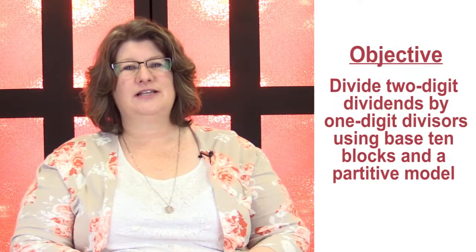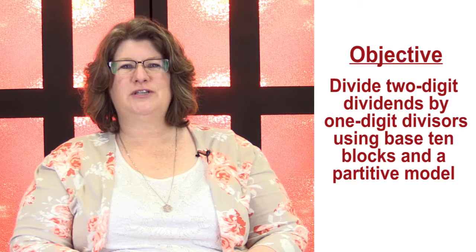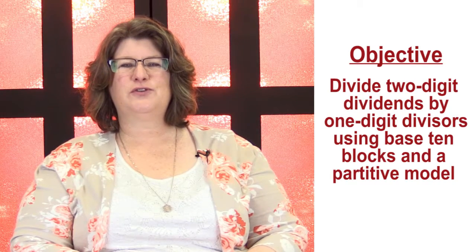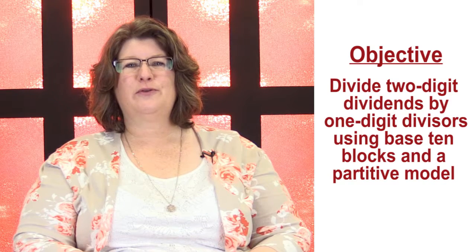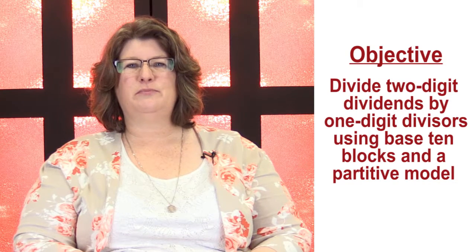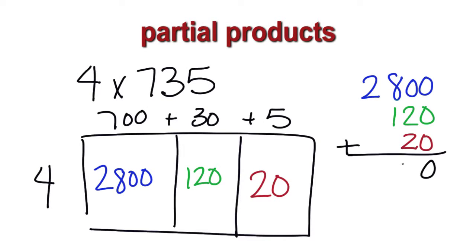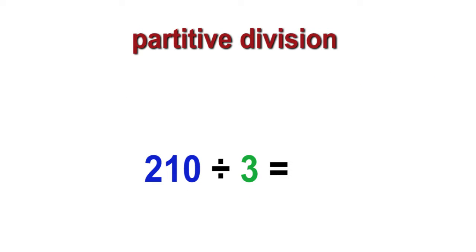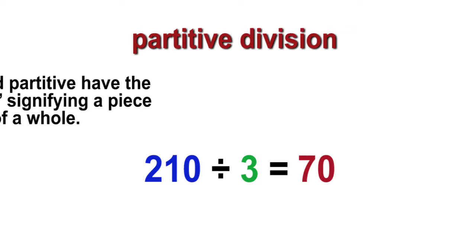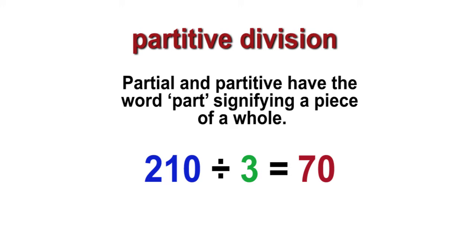The objective of this lesson is to divide two-digit dividends by one-digit divisors using base 10 blocks and a partitive model. We will record the quotient in an equation and write both division and multiplication equations. In the previous lesson, students used partial products to find solutions, and in this lesson, we will use partitive division to find solutions. Both partial and partitive have the word part, signifying a piece of a whole.